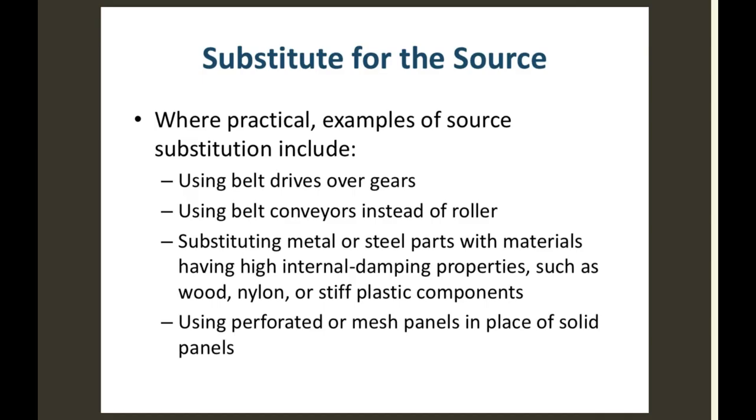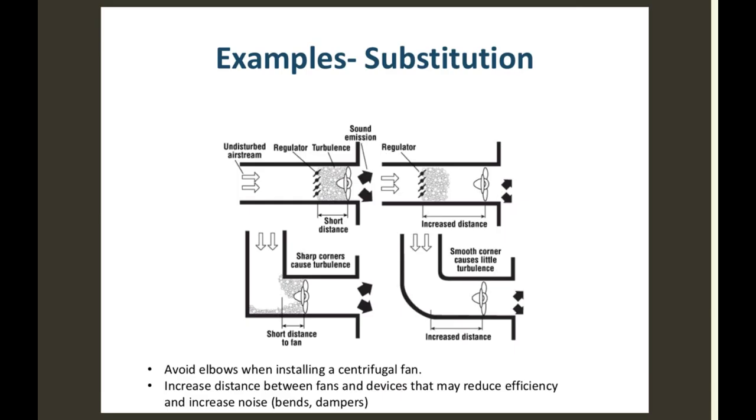Okay, substitute for the source. Using belts over gears. So belts are quieter, they're flexible material. Using belt conveyors instead of rollers. You've seen the metal rollers, a lot of times you'll see them in supermarkets and stuff like that. And they can make quite a bit of noise in a manufacturing facility. They use them to roll product around, and they make a lot of noise. So if they have a belt on, it's much quieter. Substituting metal or steel parts with materials that have high dampening properties, such as wood, nylon, stiff plastic, and so on. Using perforated or mesh panels instead of solid panels to help dampen sound. Okay, some substitution examples.